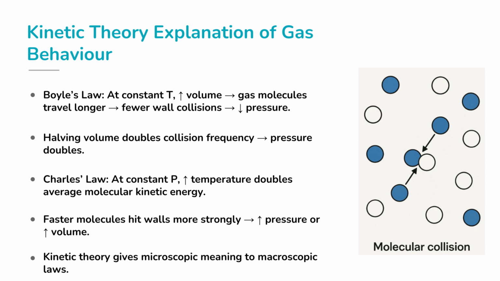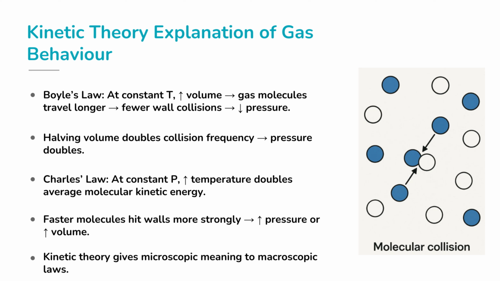Equations are neat, but why does this really happen? Kinetic theory explains it beautifully. Take Boyle's law. At constant temperature, if you increase the volume of a container, gas molecules travel longer distances before striking the walls, so collisions decrease and pressure drops. If you halve the volume, collisions double, and so does the pressure.